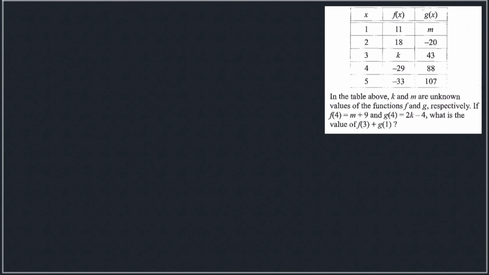In this problem, I'm given some data about x, f of x, and g of x, where k and m are unknown. I'm given that f of 4 is equal to m plus 9, and g of 4 is equal to 2k minus 4. They want me to find the value of f of 3 plus g of 1. To solve this problem, first I need to find what m is and what k is. I can easily find m by using the value of f of 4 as negative 29. m plus 9 will be equal to negative 29, and therefore m will be equal to negative 38.